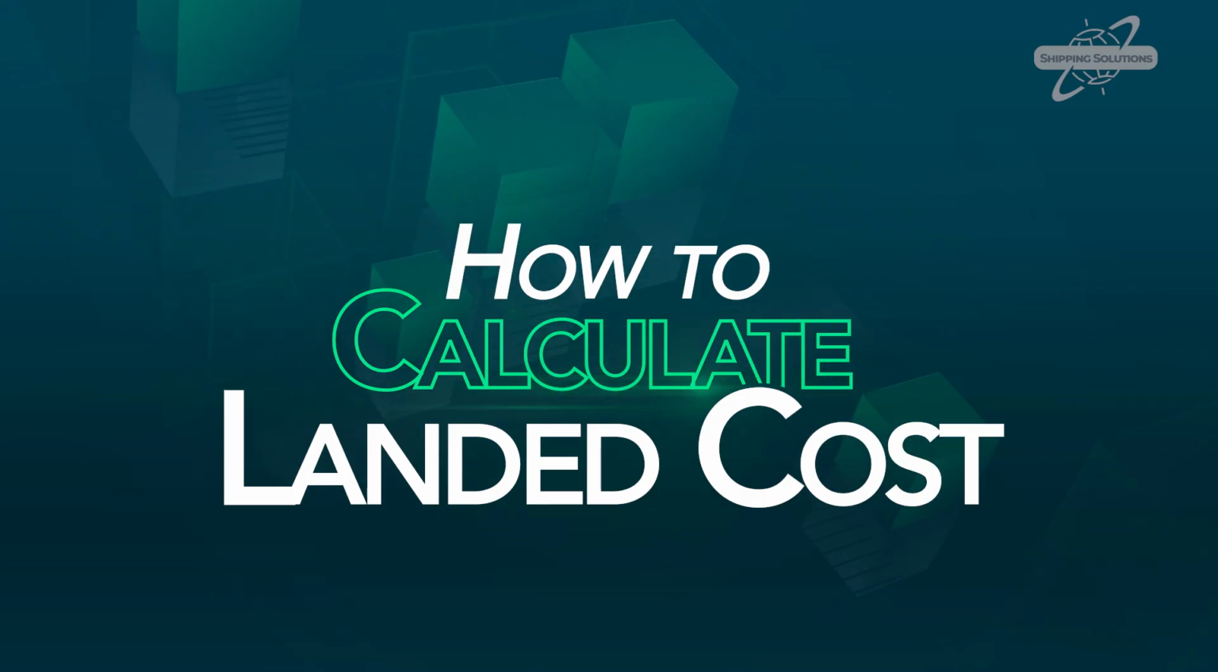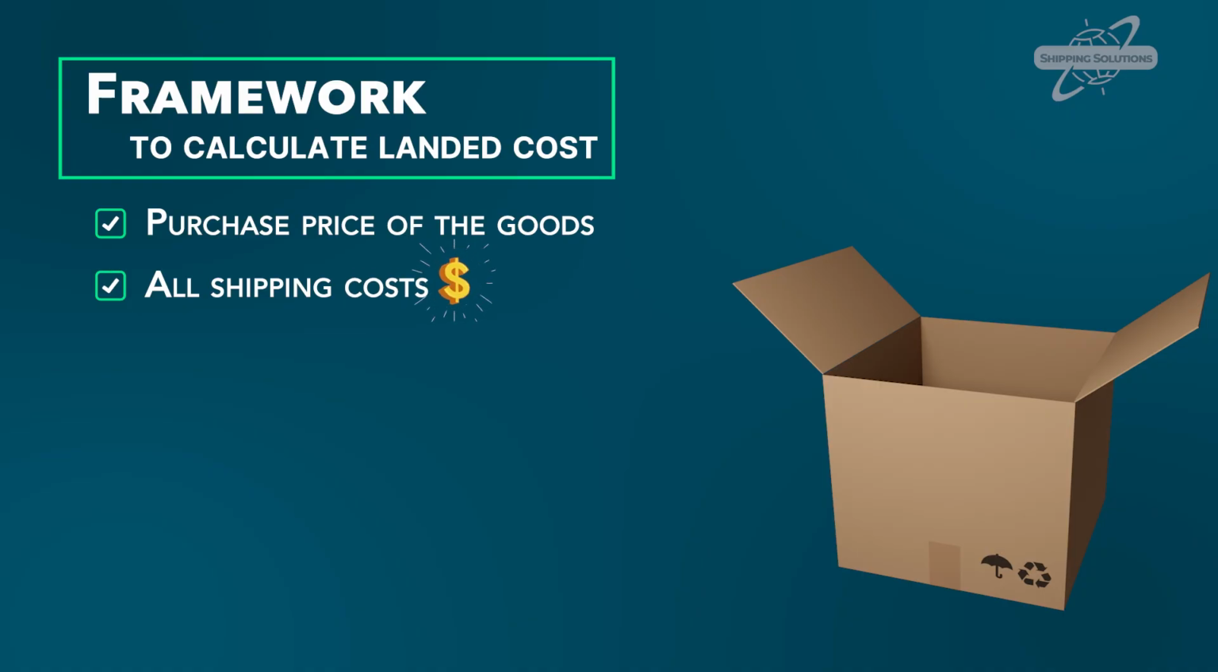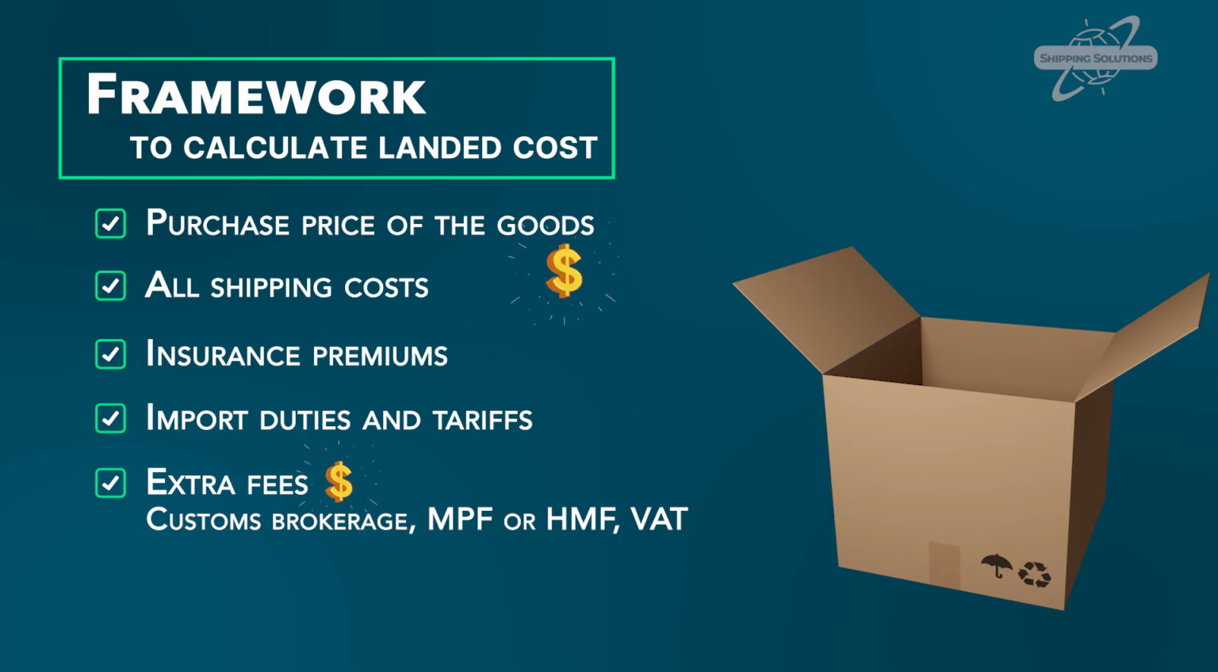There's no single formula, but here's a framework to guide how you calculate landed cost. Start with the purchase price of the goods. Add all shipping costs, including domestic and international legs of the journey. Include insurance premiums for cargo. Add import duties and tariffs based on the correct HTS code. Factor in extra fees like customs brokerage, MPF or HMF, VAT or sales tax if applicable. Convert currency if the buyer and seller are doing business using different currencies.